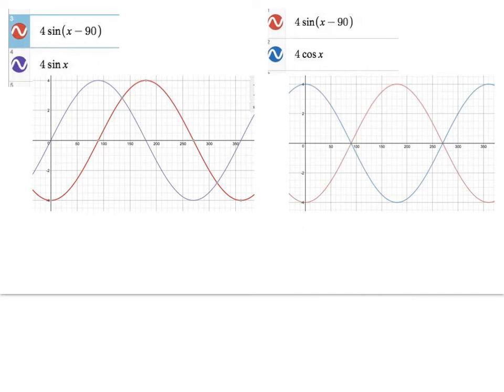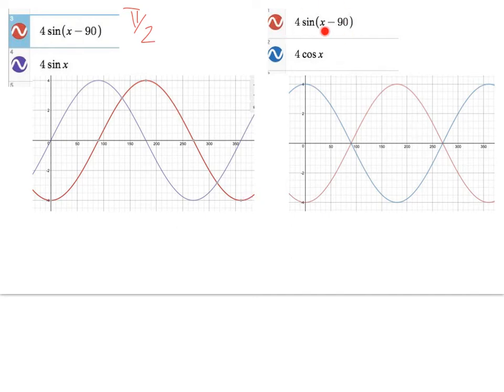I went ahead and graphed the two equations. So here I have 4 sine times x minus 90. 90 is the same as pi over 2, which you guys know. And I graphed 4 sine x. So here we see the 4 sine x. We start at the origin, and then x minus 90, we start right here at pi over 2, which is 90 degrees, and go.